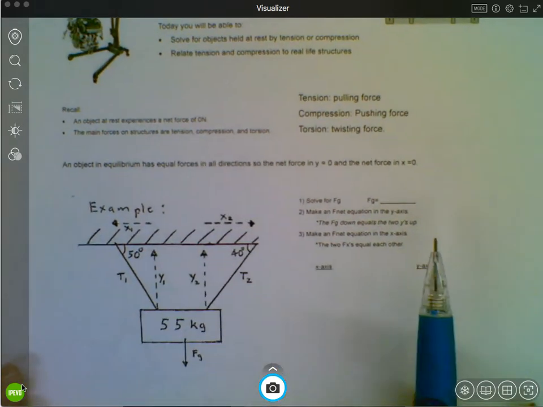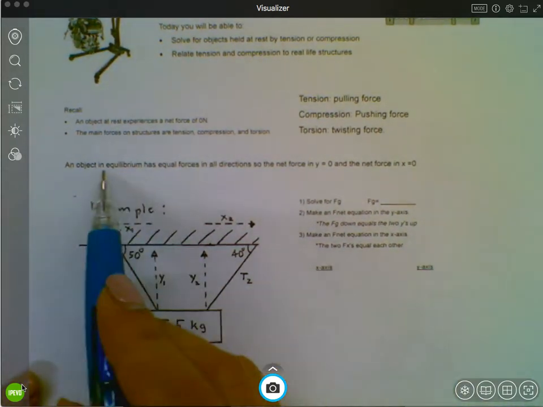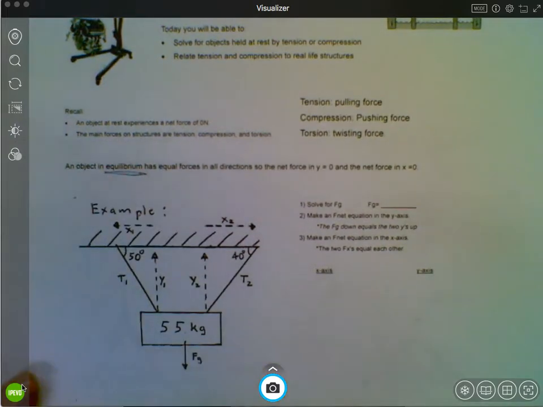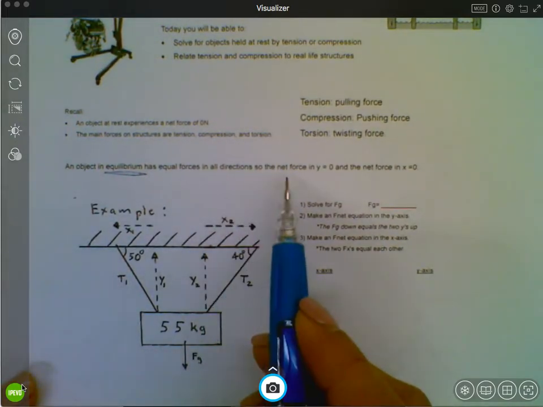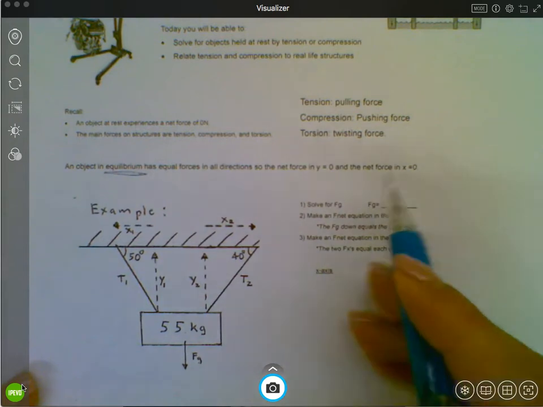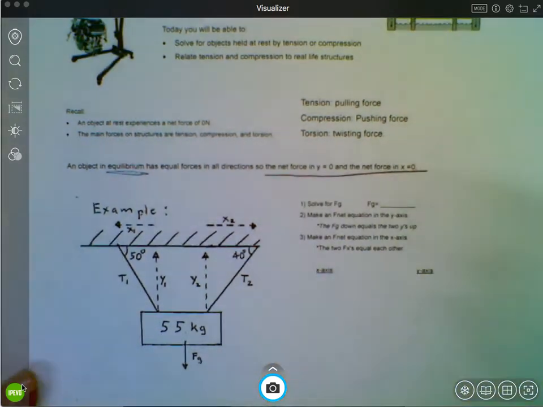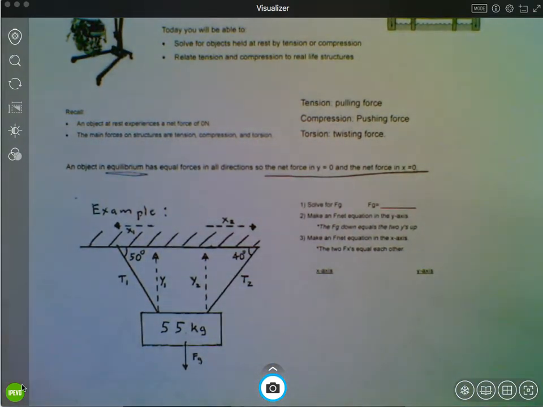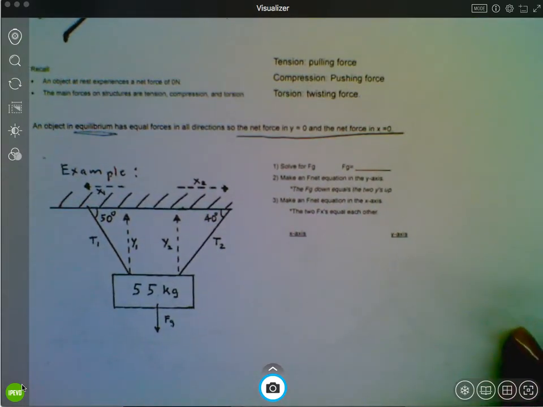So an object in equilibrium, this is a new key term for us, has equal forces in all directions. What that means is that the net force in y is 0 and the net force in x is 0. And this is the main component of these problems. All of the tension and compression problems will be in equilibrium because the object won't be moving. So the y forces are going to balance and the x forces are going to balance. Okay, so we'll go through this example.